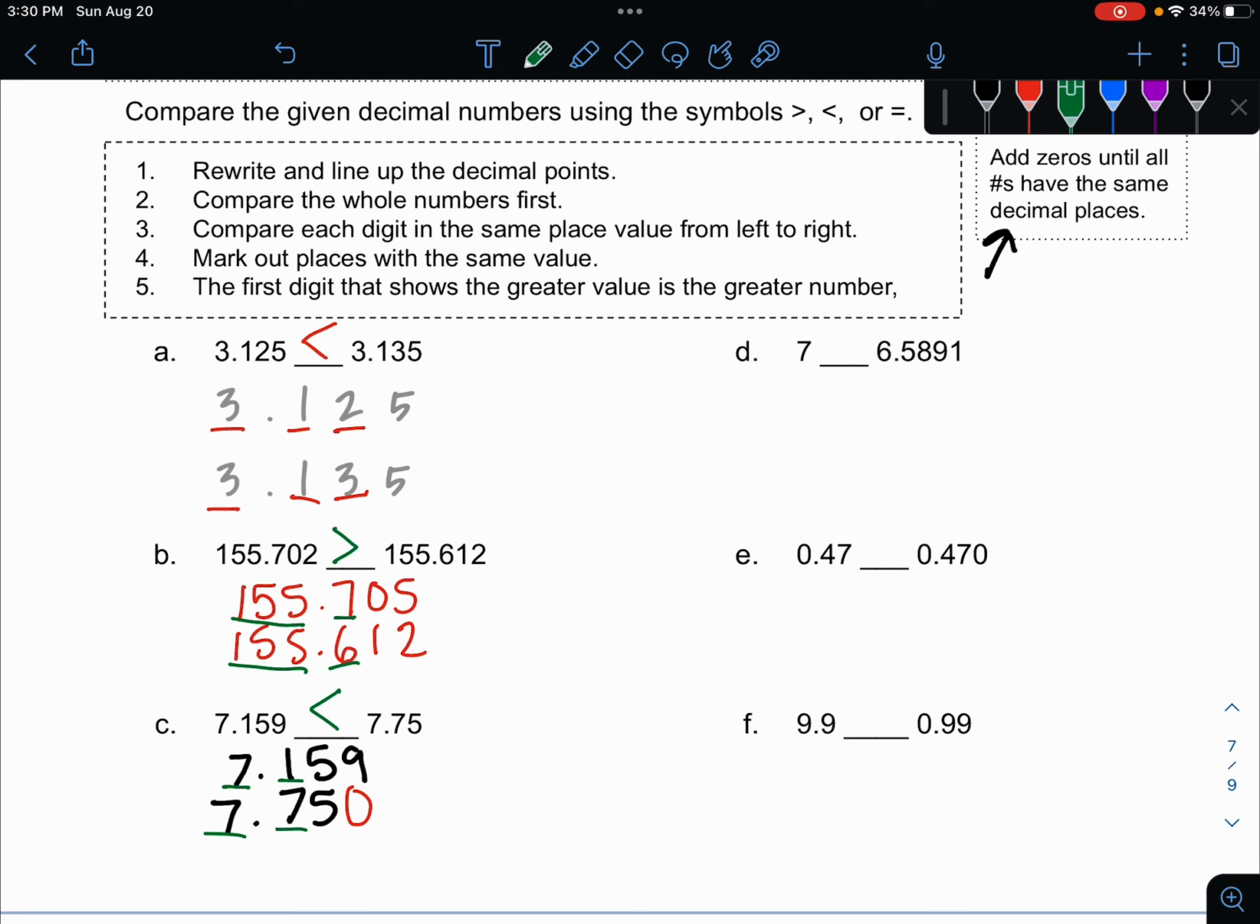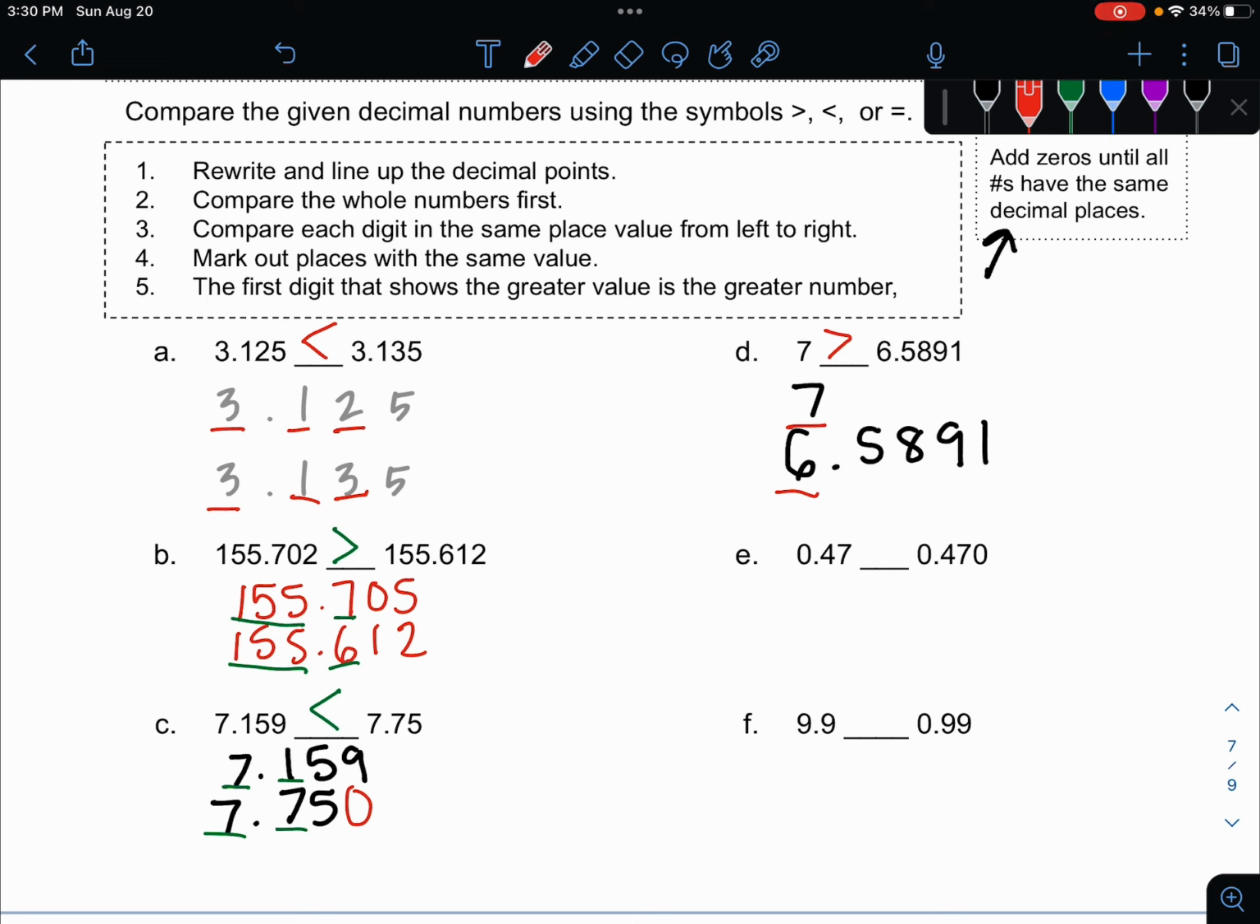Let's look at question D. We have 7 and 6 and 5,891 ten-thousandths. Just by looking at it, our 7 and our 6 are whole numbers. 7 is greater than 6, so that is our answer. Just because the second number has more decimals does not mean that it is greater, okay? We're looking at the place values for this.